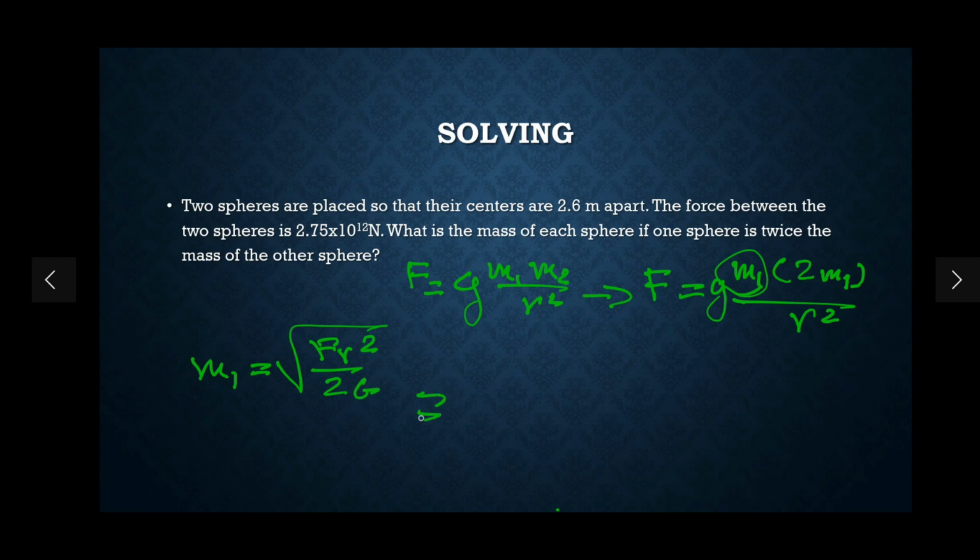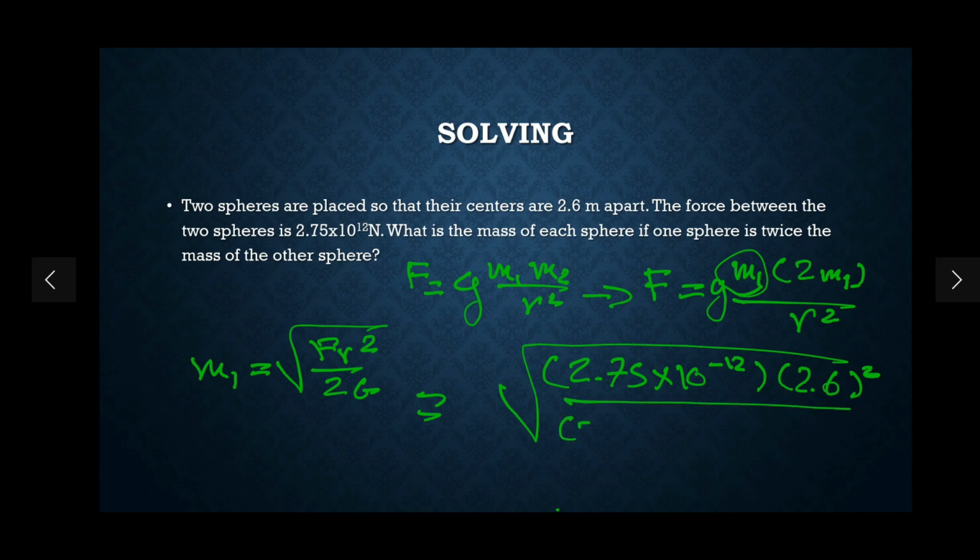So then we substitute the values. 2.75 times 10 to the power of -12 times 2.6 squared, then 2 times 6.67 times 10 to the power of -11. Then we calculate it to be 0.37 kilograms.